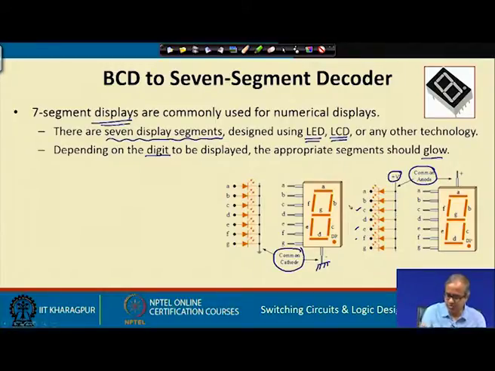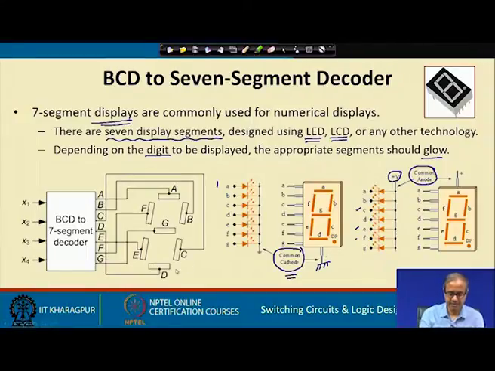Now, in the example that we will be showing, we will be assuming that it is common cathode. That means, if you want to display a segment, you have to apply a high voltage, let us say 1, on that line. The other side is grounded. So, when you talk about a BCD to 7 segment decoder, we are talking about a circuit like this. We want to design a decoder where there will be 4 inputs applied. This is our BCD input, and 7 segment outputs will be generated, which will be connected to the 7 segments of this display, A, B, C, D, E, F, G. Depending on the BCD input, the correct segments will be activated so that the corresponding digit glows. Okay? This is the basic idea.